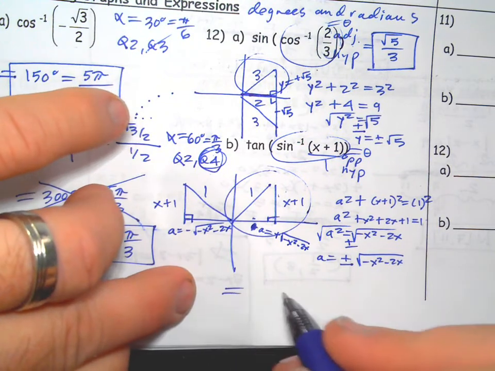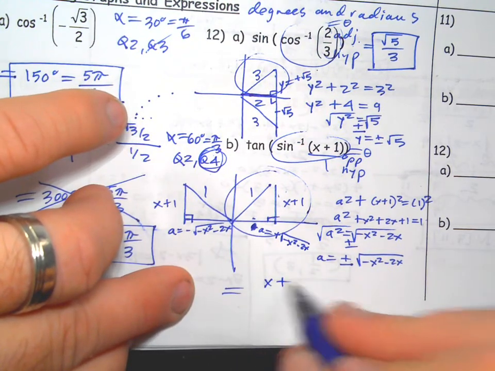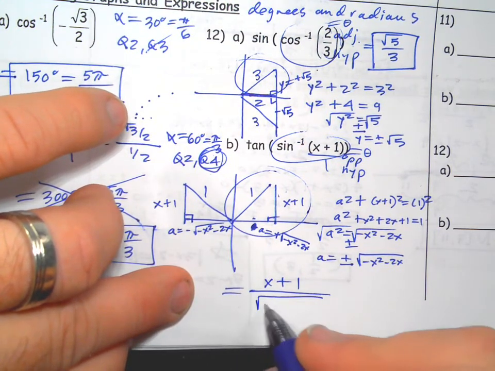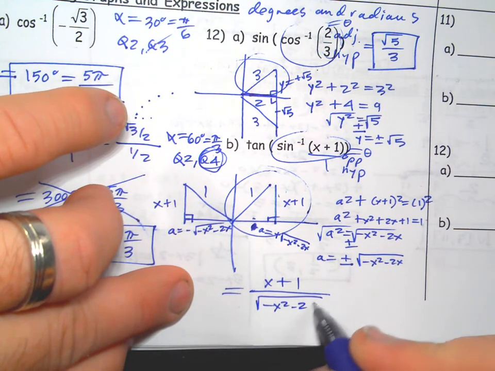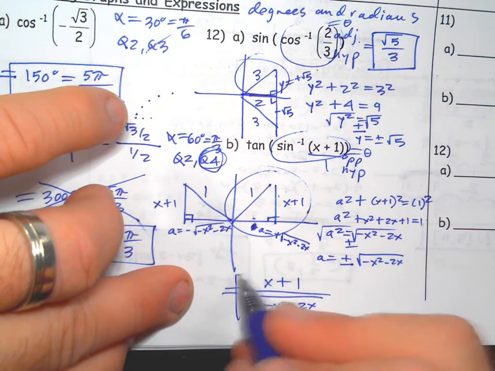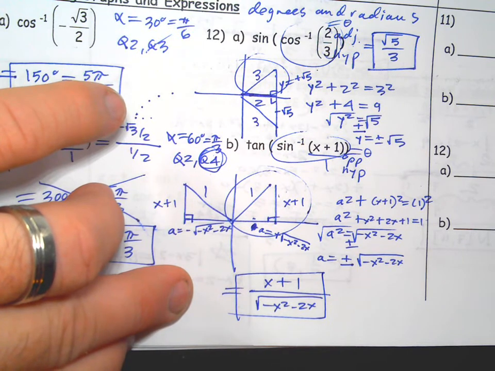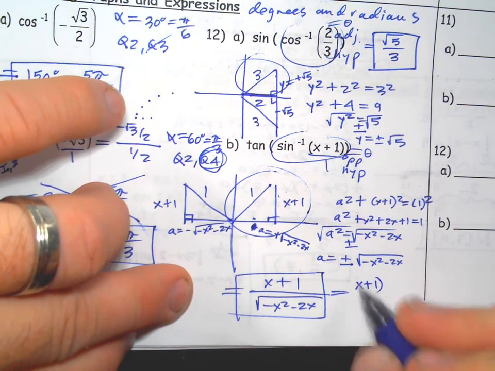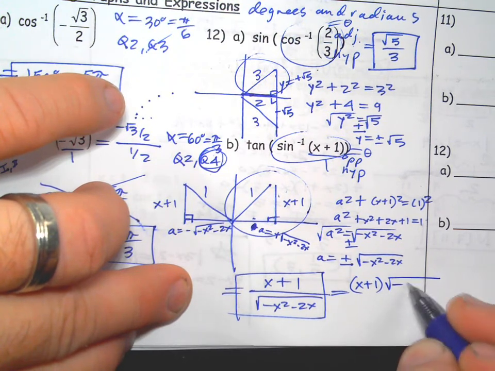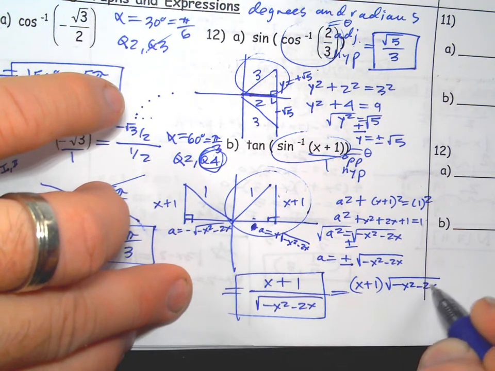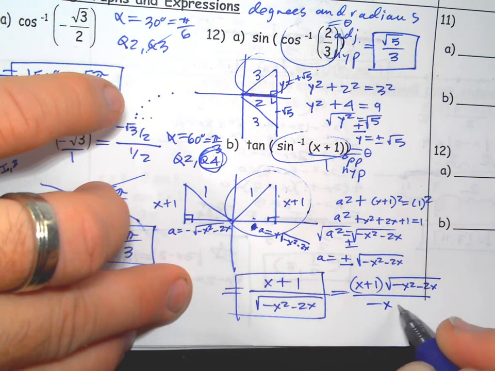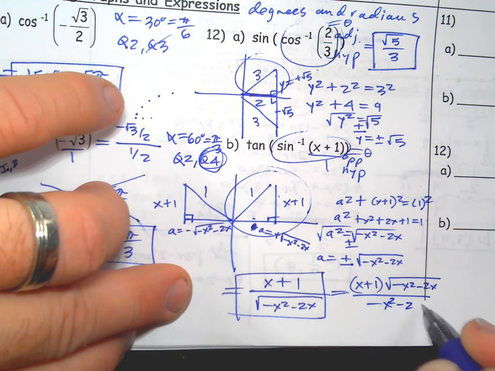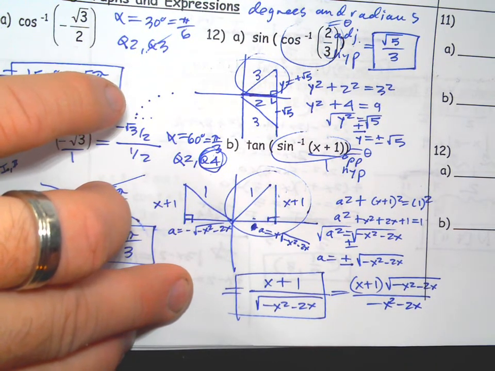So tangent is opposite over adjacent. And I'm okay with this as your answer. If you really want, you can rationalize the denominator. It doesn't make it any prettier. Okay, if you want.